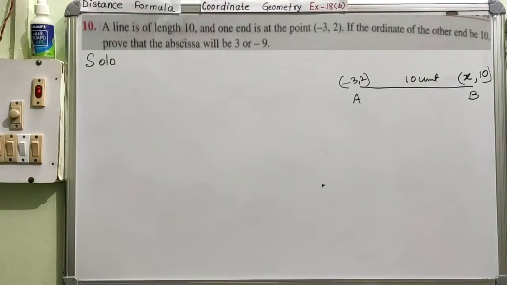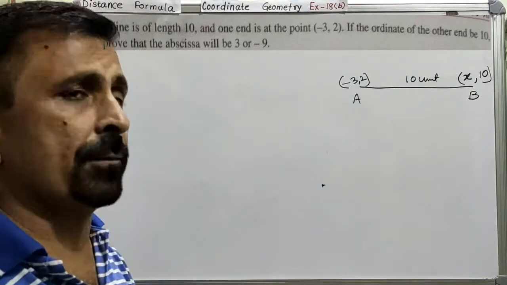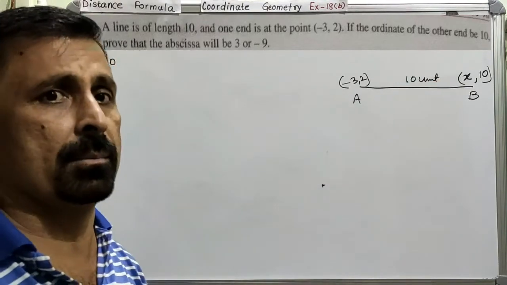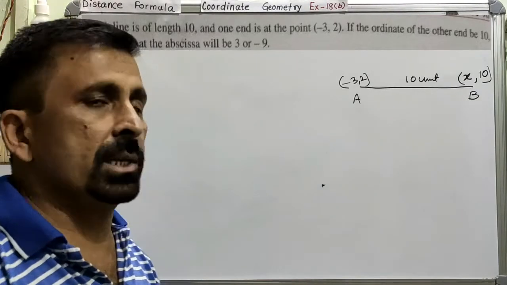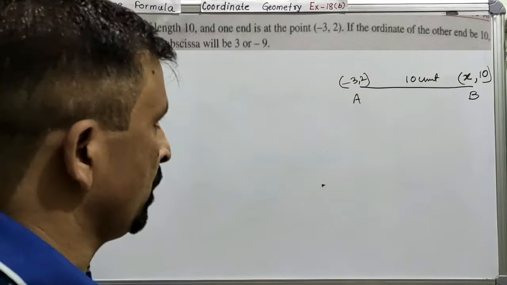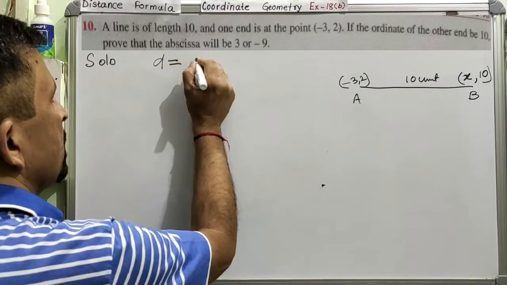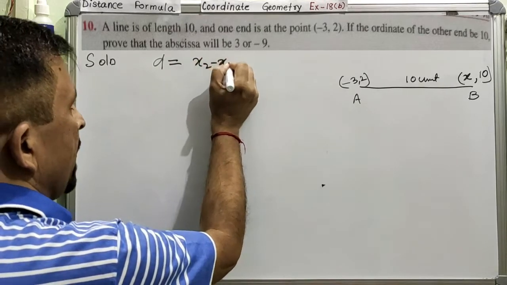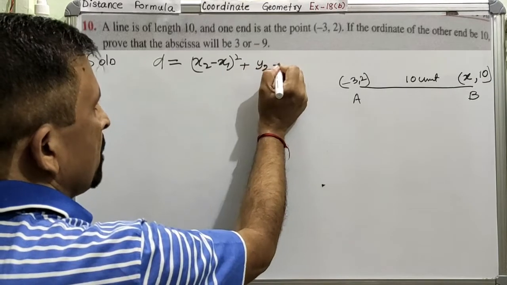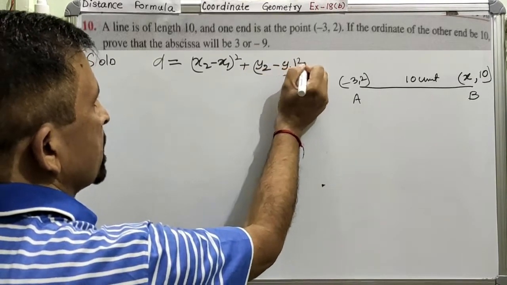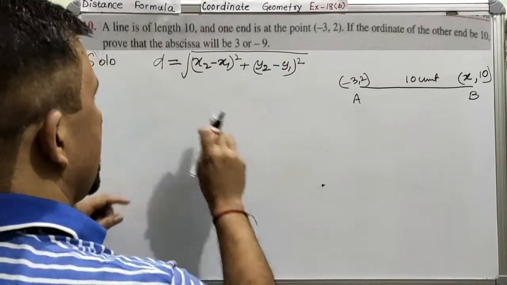So we are going to use the distance formula again, and we will try to find out the value of x. Is it coming 3 or -9 as it is said in the question or not? So let us begin. You know the distance formula? D is equal to the square root of (x2 minus x1) whole square plus (y2 minus y1) whole square. Am I clear?